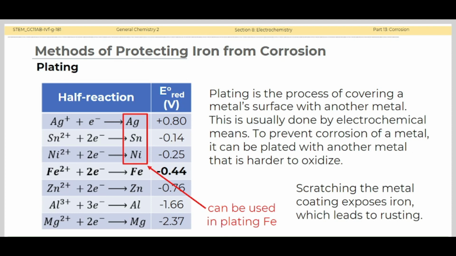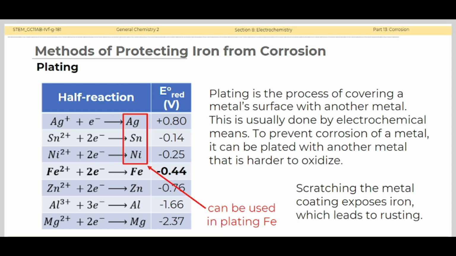Plating is the process of covering a metal surface with another metal. This is usually done by electrochemical means to prevent corrosion of a metal. It can be plated with another metal that is hard to oxidize. However, scratching the metal coating exposes iron, which leads to rusting.